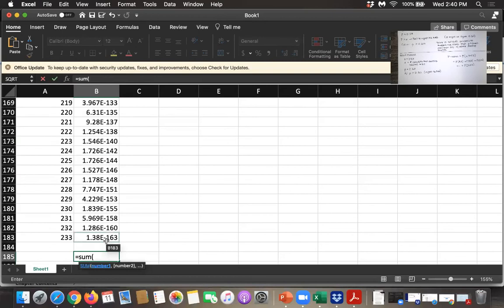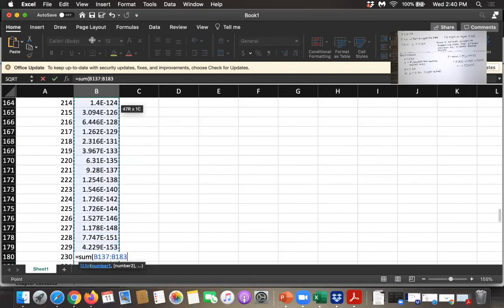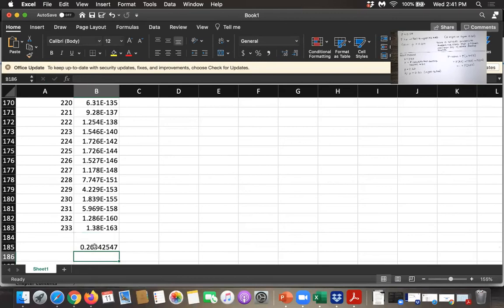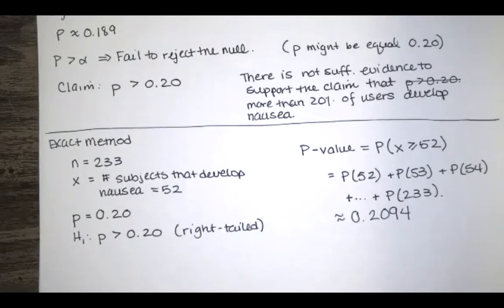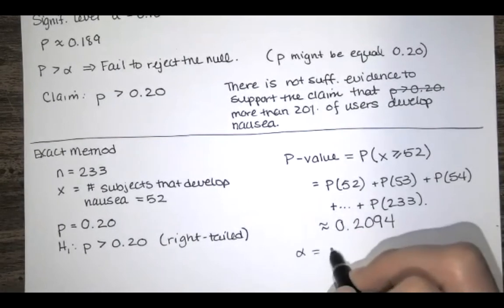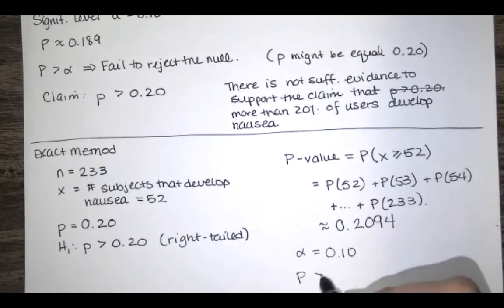So now we want to add all of these probabilities up to get the probability of getting 52 successes or more than 52 successes. Close parentheses, and we get about 0.2094. Okay, and if we compare that to our alpha value, which is 0.10, p is greater than alpha, so we fail to reject the null.